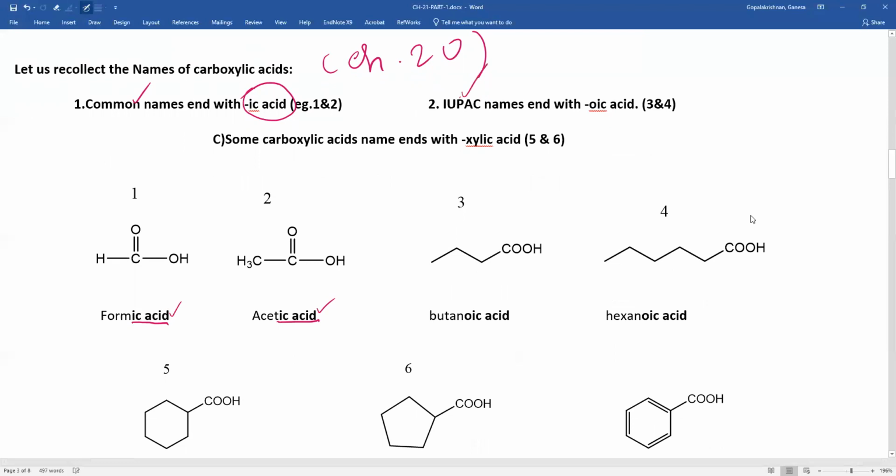But for most of the carboxylic acids, we use the IUPAC name. Those names end with OIC acid. Look at the first one. This contains 4 carbons, so it is butanoic acid, ends with OIC. This one has 6 carbons. So this is hexanoic acid, ends with OIC acid.